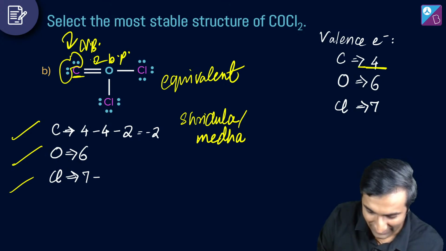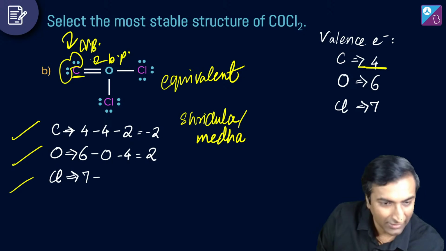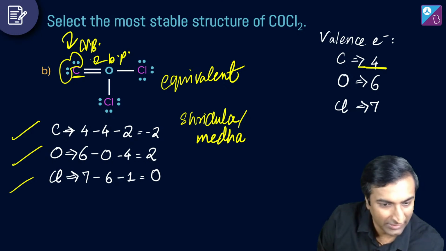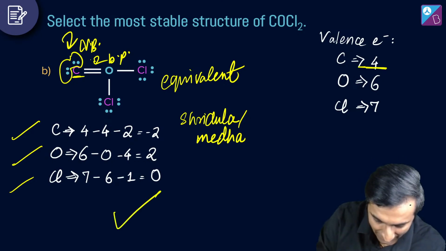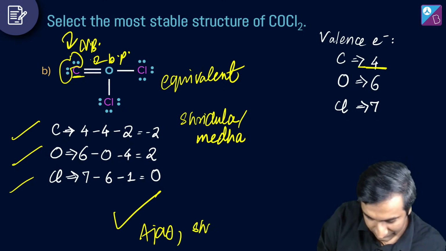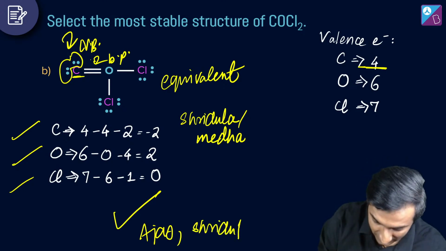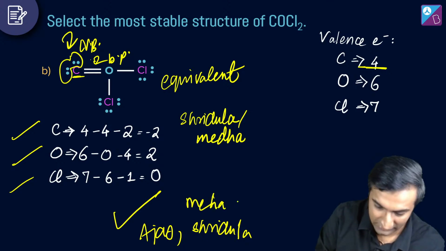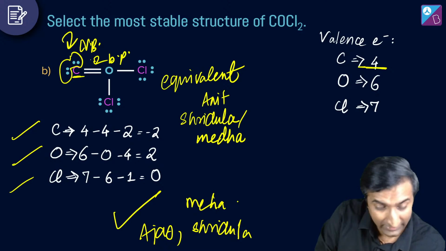Wow, wow. 0 on Cl. You didn't say oxygen, but I gave it by mistake. Okay. Preeti is saying -2 on carbon. Absolutely. Ajay is saying 0 on Cl. Absolutely. Ajay, Shridula and Medha, everyone is saying 0. Correct. Anita is saying -2. Okay, Anita is also right on carbon.